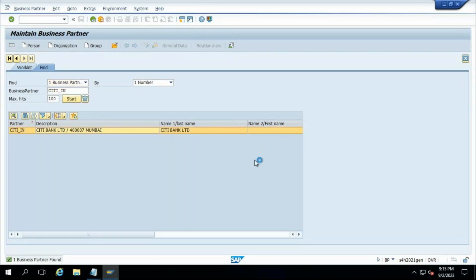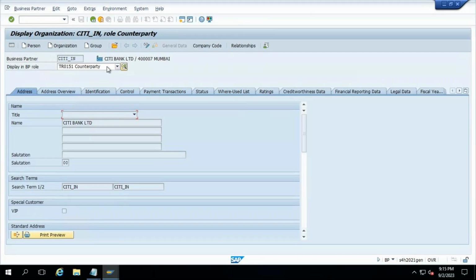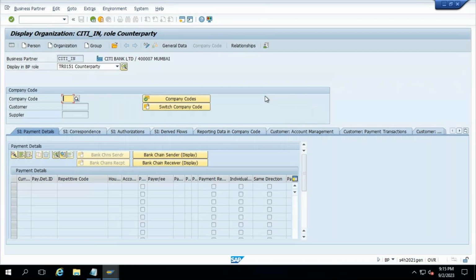So now this is one of the examples of a counterparty BP role that has been created. If you see this, what is the BP role here? It's a TR0151, right? Every BP ideally has three segments in your normal FI, MM integration: a general data segment, then a company code segment, and then a purchase or sales area segment. Here, there are only two segments. One is called the general data segment and another is called the company code segment.